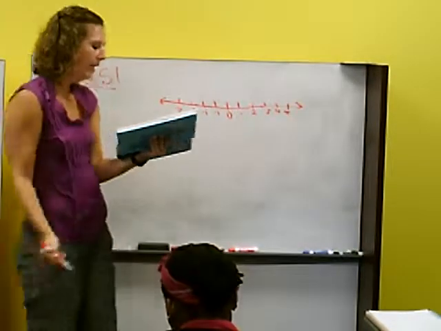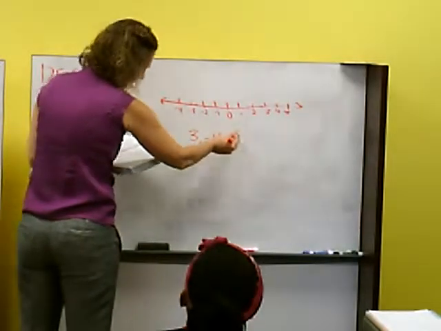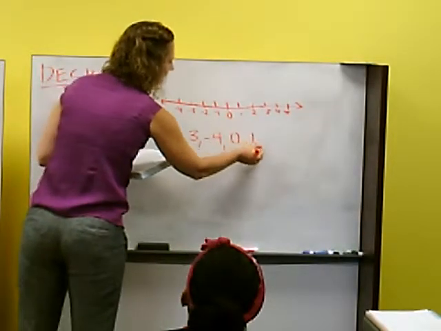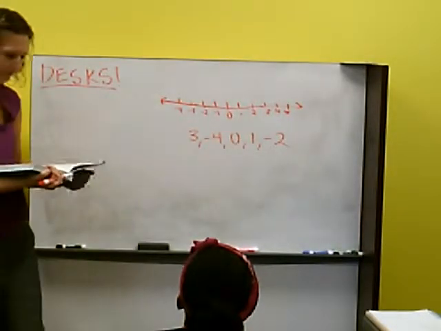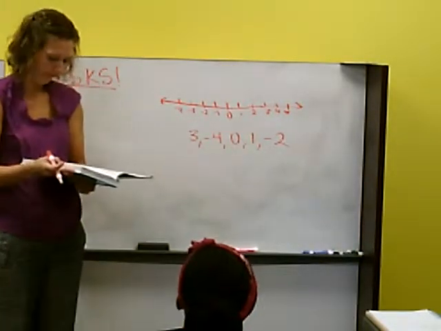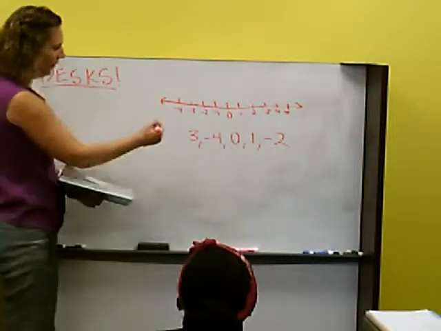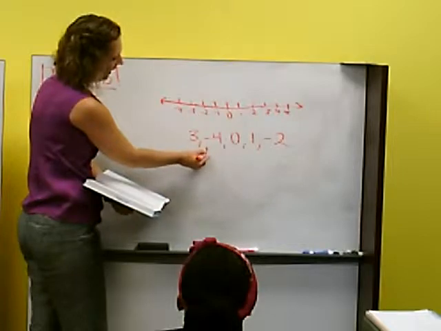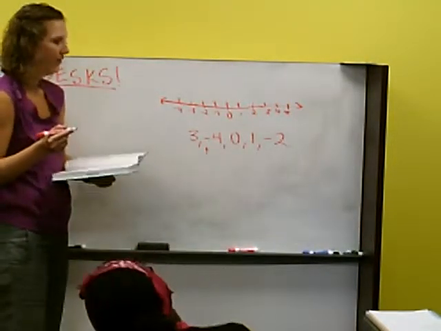So what do you guys want to do first? You've got 3, negative 4, 0, 1, and negative 2. What do we want to do first? The 4 would be the least. Okay, make sure if it's got this little thing in front of it, make sure you say that word. Negative 4. The negative 4, okay? So -4 is first. What do you want to do with it?